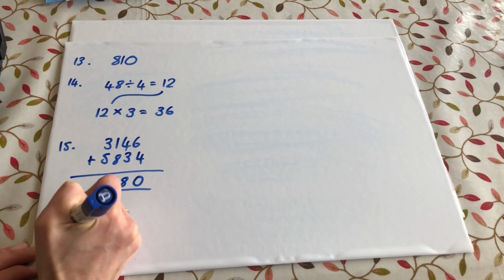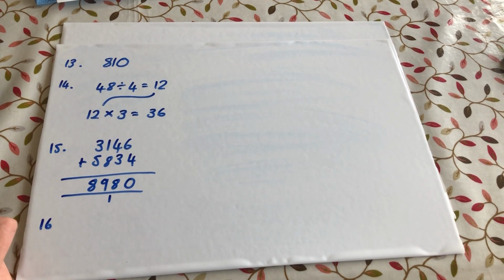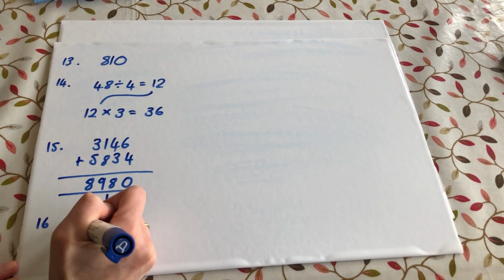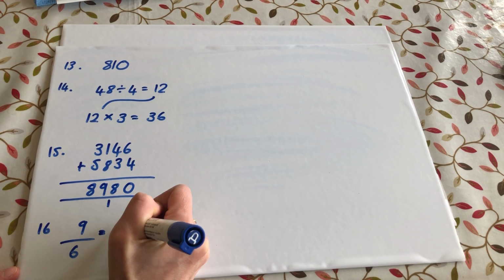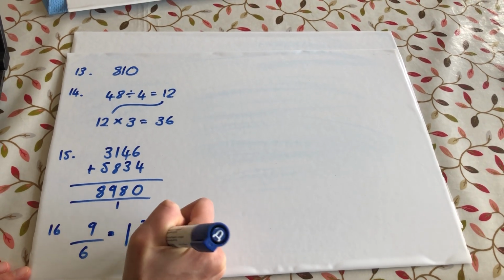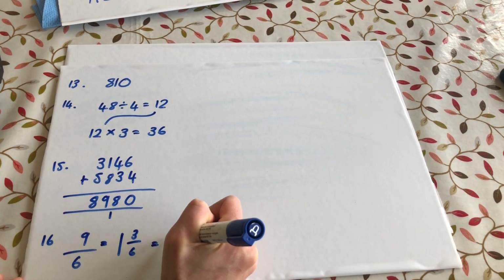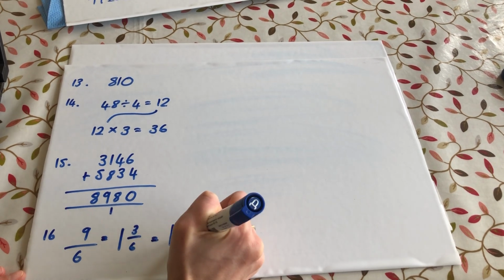Question 16. 5/6 plus 4/6. I add my numerator, that gives me 9/6. You could also have written it as a mixed number fraction, that's 1 whole and 3/6. You could also have cancelled it down, 1 whole and 1/2.